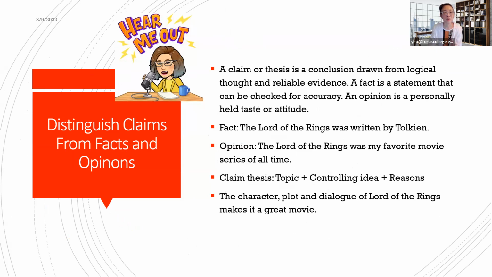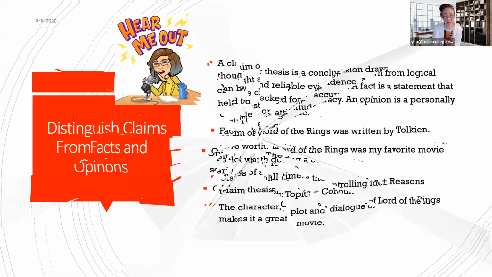You need to be able to distinguish claims from facts from opinions. Oh, opinions. Gee, what's wrong with that spelling? What's the letter that's missing there? I wrote it wrong, but all right. A fact would be The Lord of the Rings was written by Tolkien. An opinion would be Lord of the Rings was my favorite movie of all time. So that's how you tell the difference between fact and opinion. In a persuasive paper, you can have your personal opinion as long as you back it up with credible evidence. Okay, that's basically it.